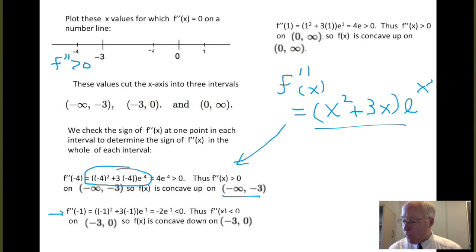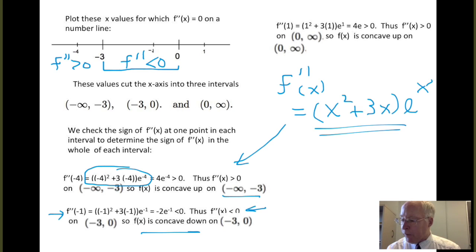Next, we plug in minus 1. This gives us information on this second interval from minus 3 to 0. Plugging minus 1 into the second derivative, doing the calculation, we get minus 2e to the minus 1. That's negative, and so this tells us f double prime is less than 0 on this interval. And remember, a negative second derivative means concave down.